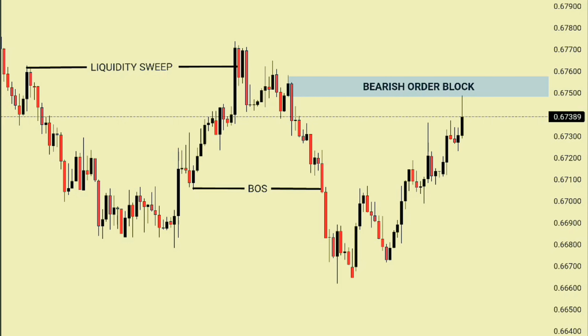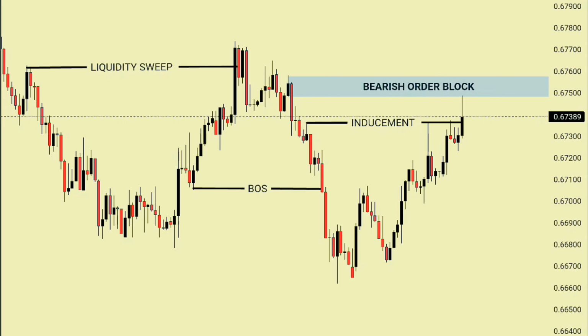Before price fully taps into the bearish order block, notice the smaller high that forms right below the zone. This smaller high acts as inducement. Inducement is a manipulation technique where the market creates an obvious level that attracts retail traders into taking early trades. Many traders attempt to sell from this smaller high, thinking it is the main rejection point. But the market uses this as a trap.